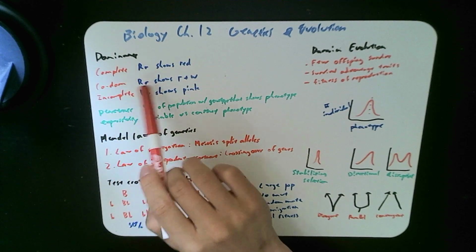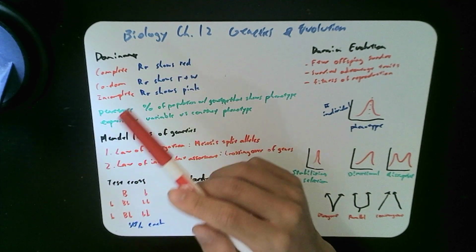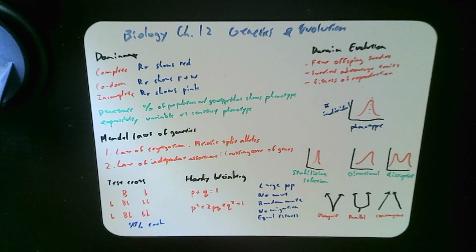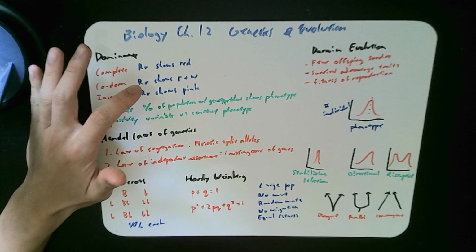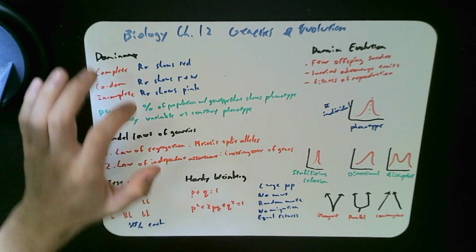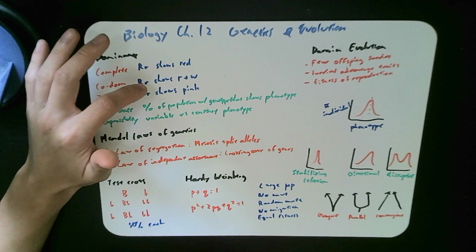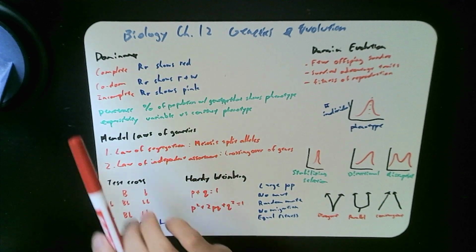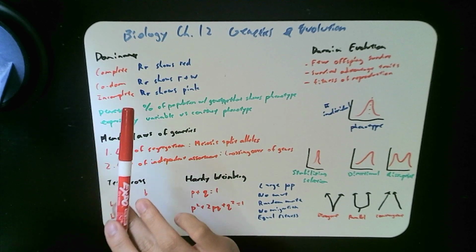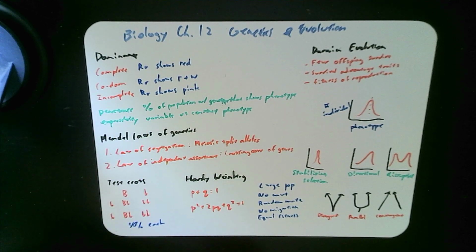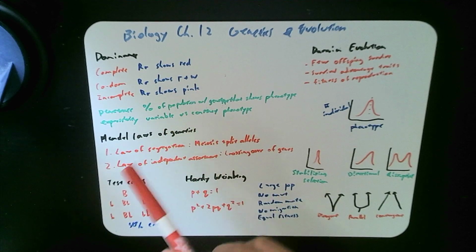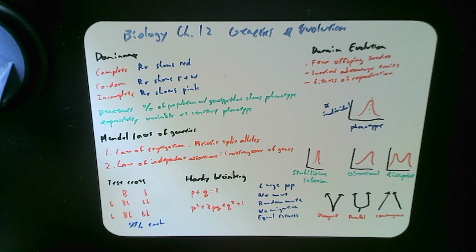Co-dominance is when the heterozygous shows both the big R phenotype and the small r phenotype. So having a big R and a small r shows a resulting red and white flower, and the white is associated with the homozygous small r genotype. Incomplete dominance is when the heterozygous big R and small r shows an intermediate between the phenotypes of each respective homozygote. So big R and small r shows pink, which is an intermediate between the red and white phenotypes.